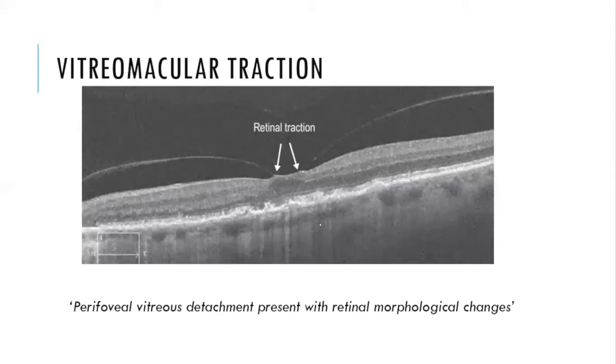So on this OCT, the posterior surface of the gel is attached. Really, to define traction is when there's been distortion or change of those intraretinal layers. So when there's retinal morphological changes, that differentiates between vitreomacular adhesion and vitreomacular traction. In this case, there's elevation of the center. There's no foveal dip here.